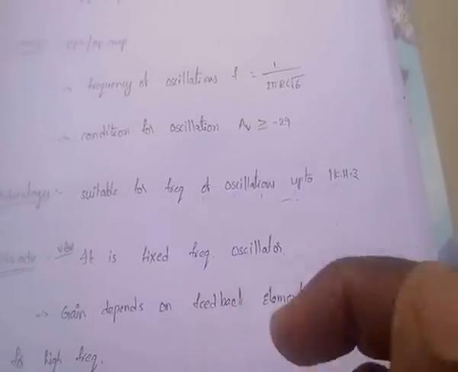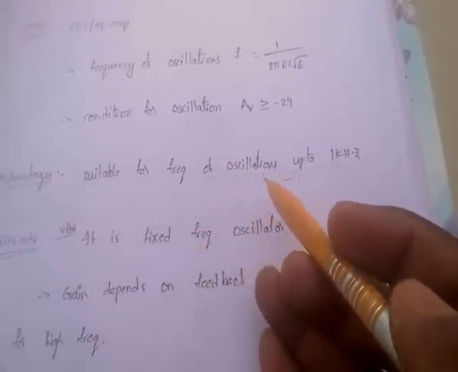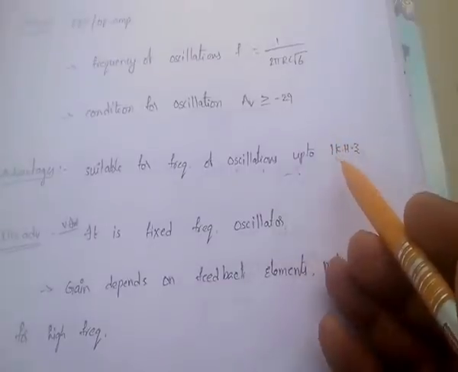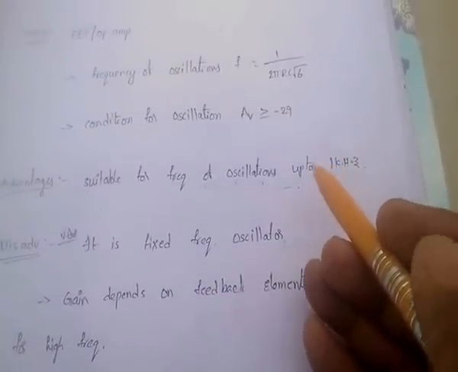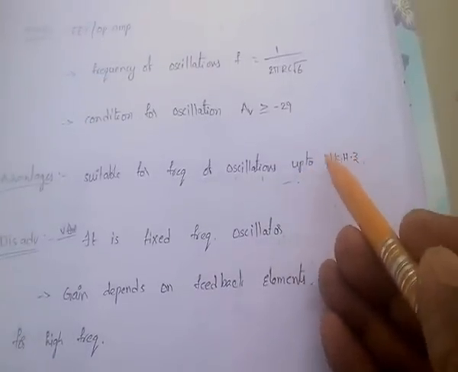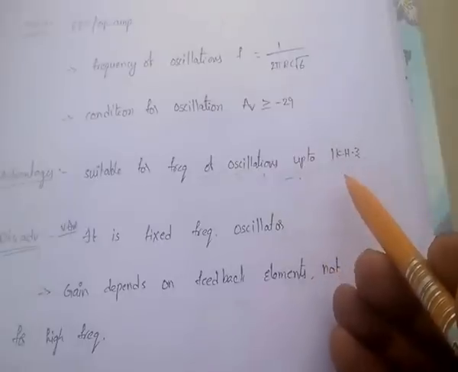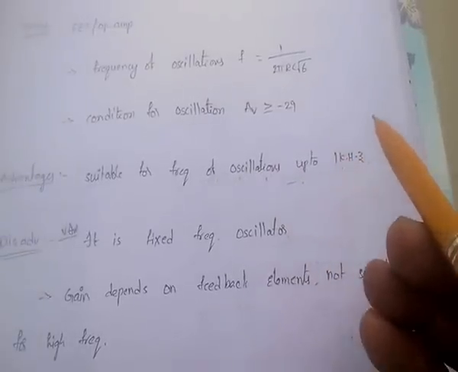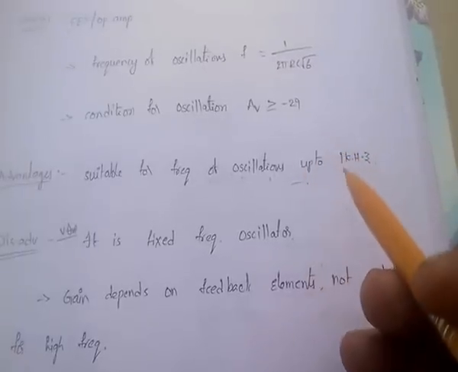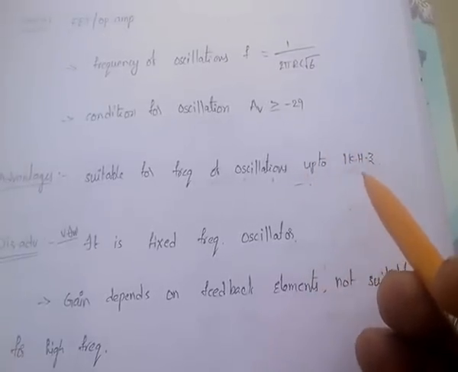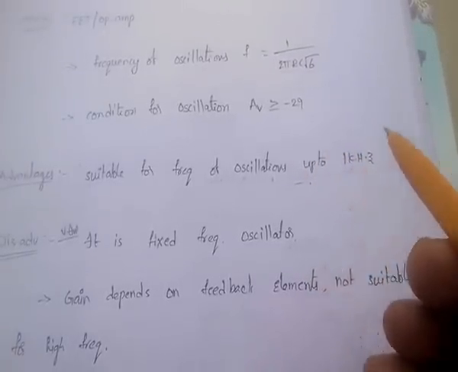Here it is suitable for frequencies of oscillation up to 1 kHz, but for generating a particular 1 kHz signal, Wien bridge oscillators are mostly used.